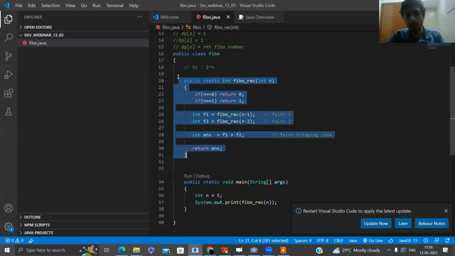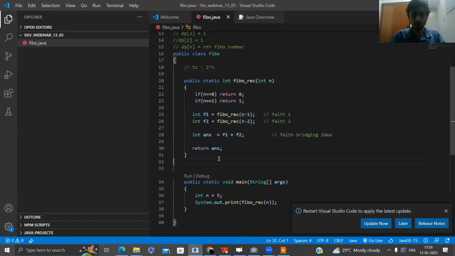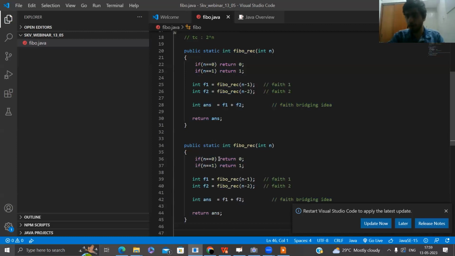So first, let me copy this same function, the recursive function. Fine, I just copied it. So let me write it down. This was recursion. This is memoization. Just a little bit of jargon. This method is called memoization, right?